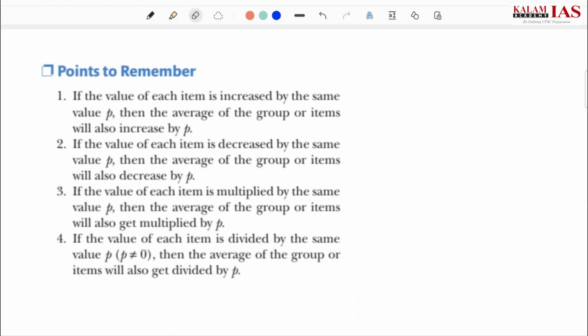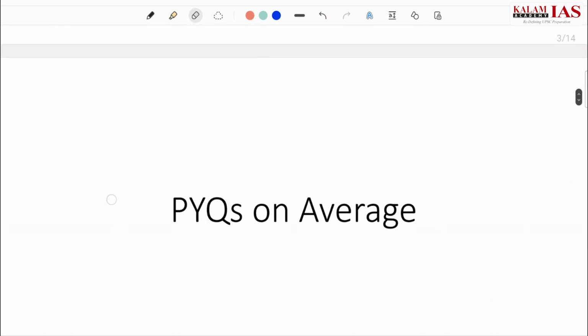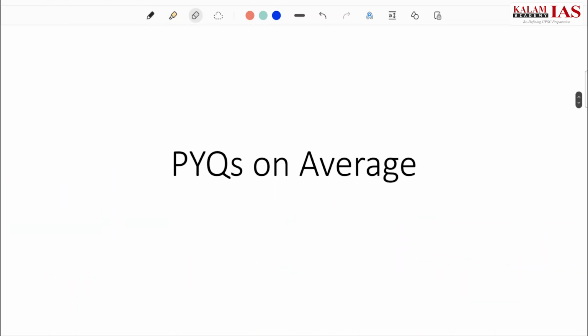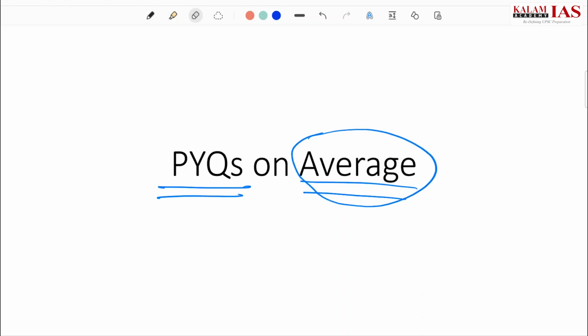Now let's see a few previous year questions on the topic of average. All these questions are from previous year, because that is the best source to practice questions, and we will solve different types of questions so that the concept of average is clear to all of you, and you can easily attempt these questions in the original CSAT paper.